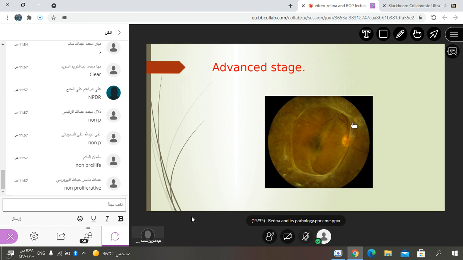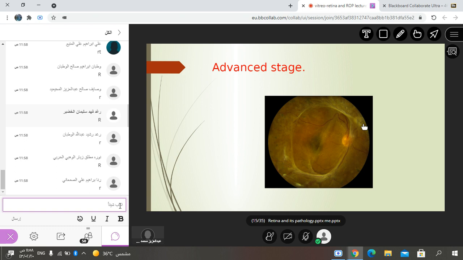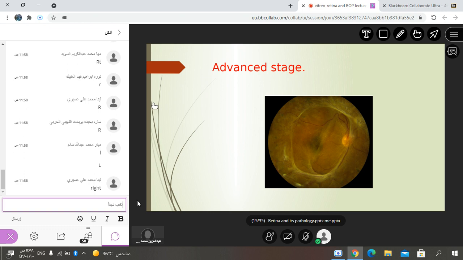You can see this is which eye? Left or right? Who said Lena? Lena, you answered correctly a moment ago. Left or right? Lena? Okay, so it is the right eye. This is the optic nerve, and this is the temporal. This is the macular area.